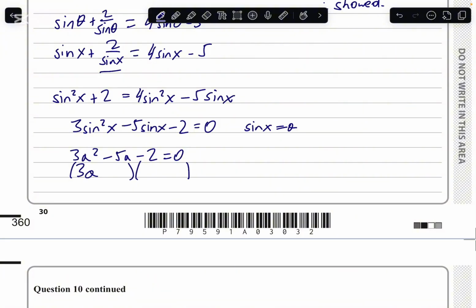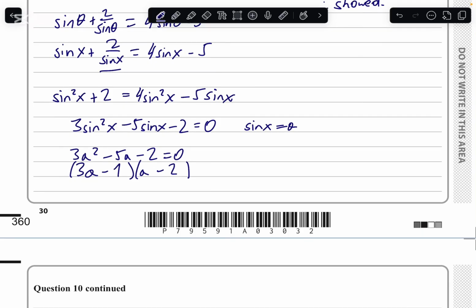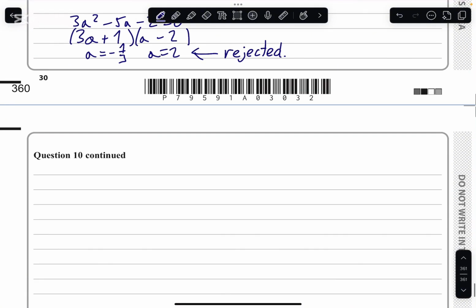This is an easy one to factorize. We're left with minus 1 here, plus 1 here, and minus 2 there. So a is minus 1/3 and a is 2. But on the sine graph, the y-axis cannot go above 1. So this is wrong, so rejected. So we're only left with sine x is equal to minus 1/3.